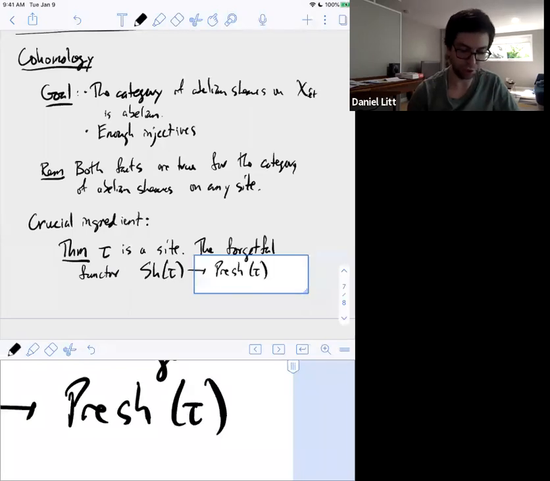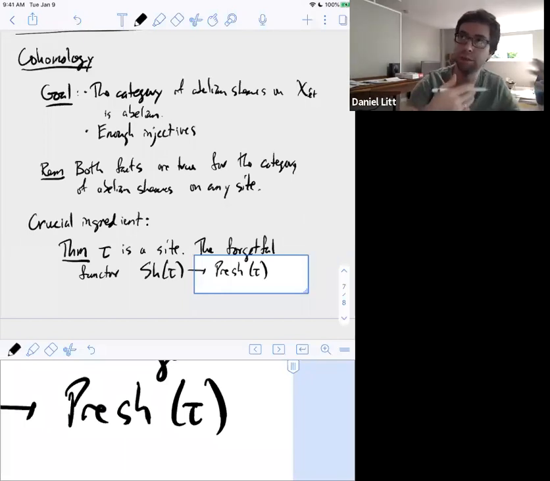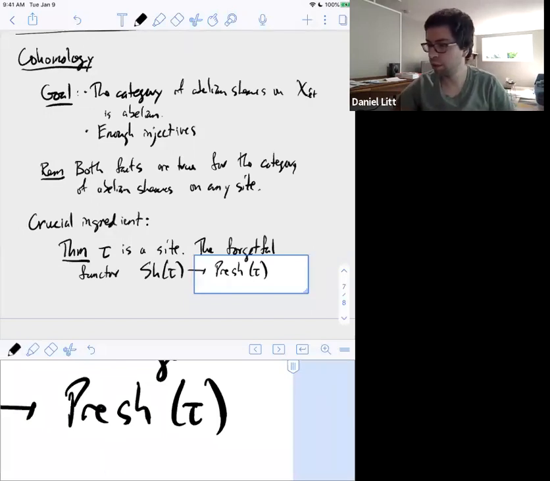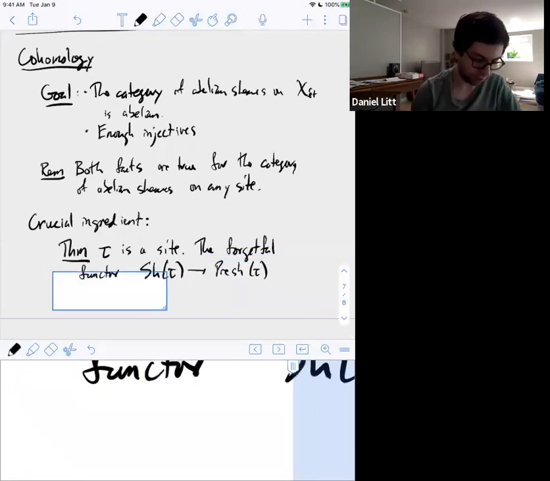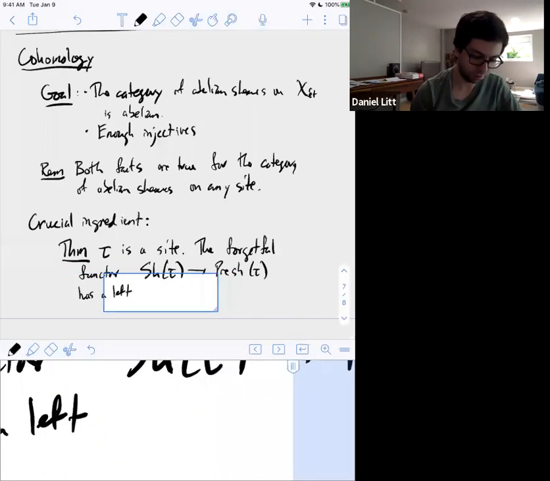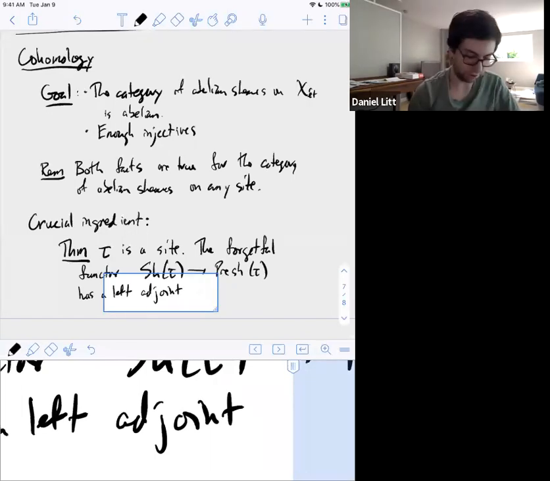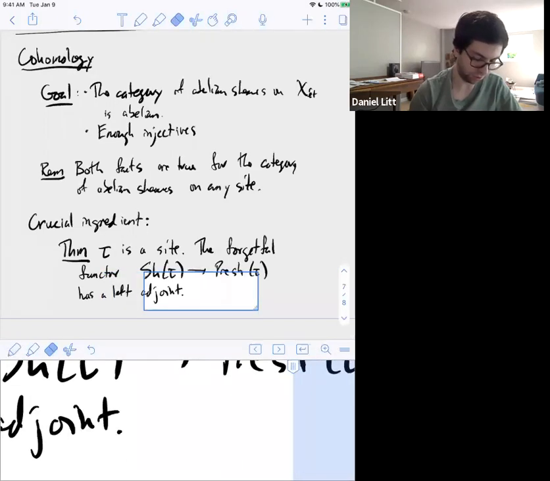Let me just remind you, a sheaf on tau was a contravariant functor satisfying the sheaf condition, which was that some diagrams were equalizer diagrams. In other words, they can glue. Presheaves were just contravariant functors. And the theorem is that this functor has a left adjoint, which we'll call sheafification.